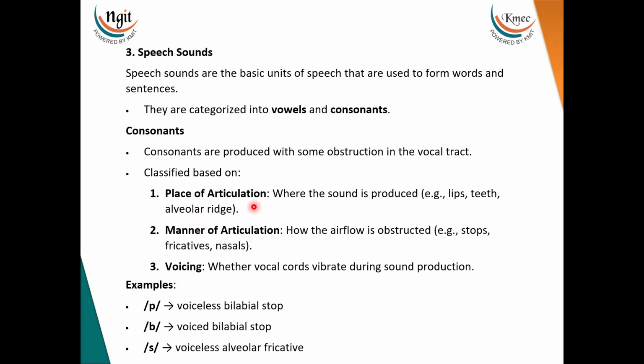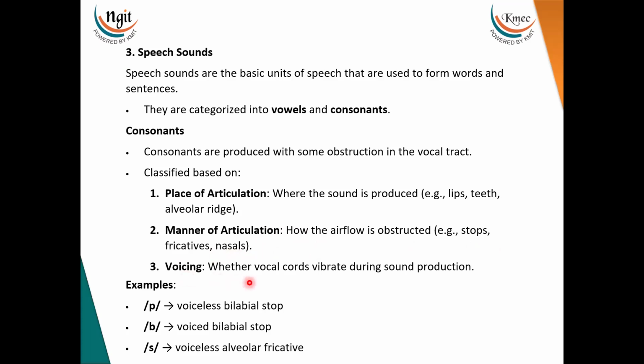So place of articulation is where the sound is produced, for example, via lips or teeth or alveolar ridge. Manner of articulation is how the airflow is obstructed. So when we say a couple of words, how the words are being pronounced and whether there is any airflow that is being obstructed, that falls under the manner of articulation. Examples are stops, fricatives and nasals.